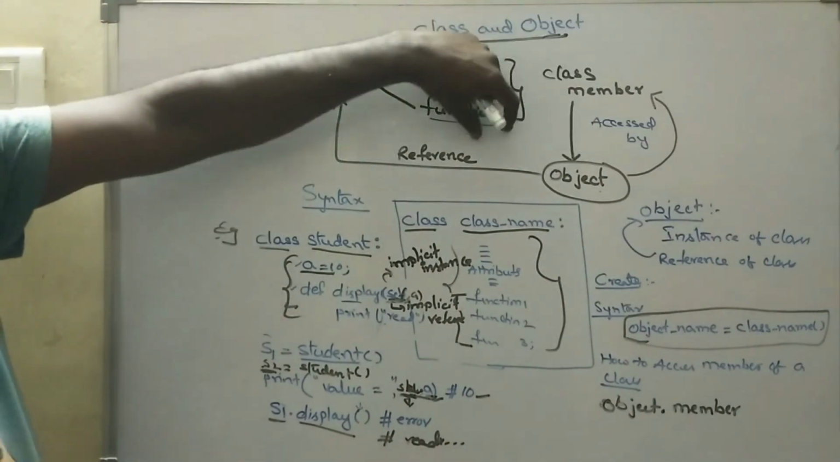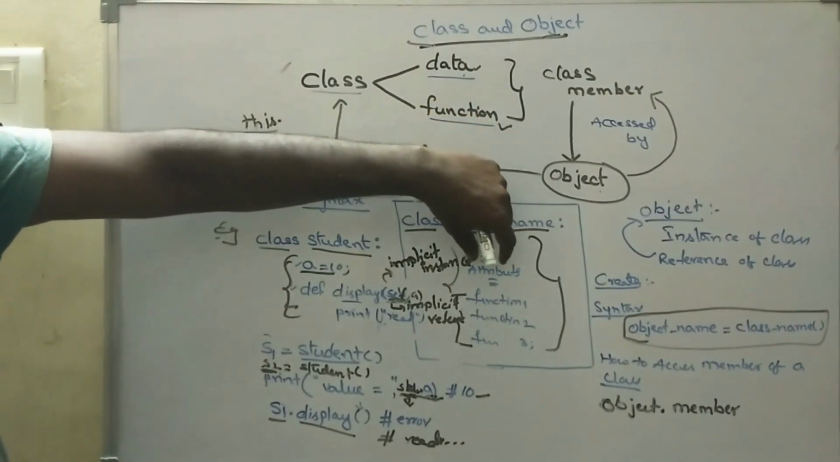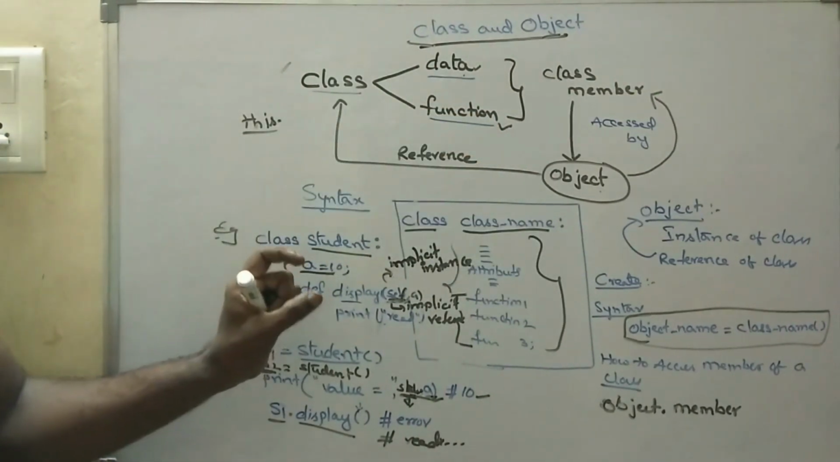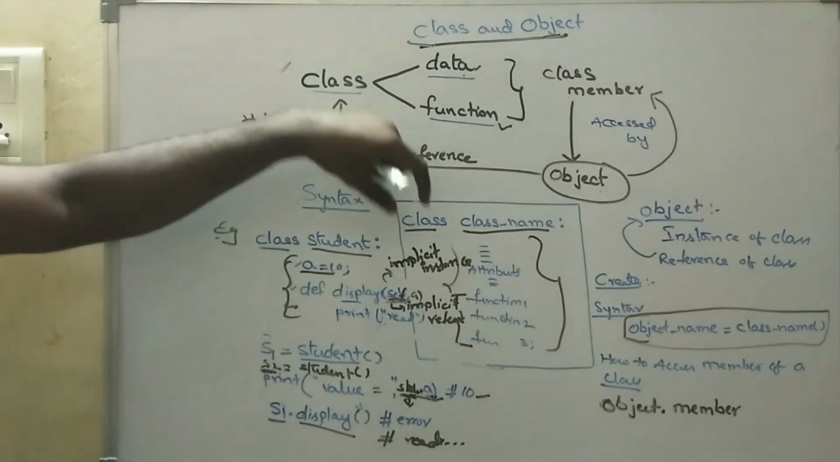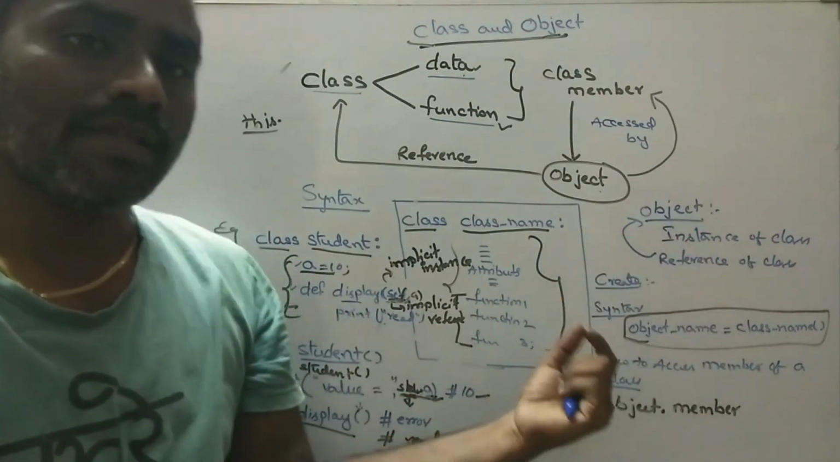Then how do we create the class? The class keyword, space, class name. Now this class can consist of a number of attributes and functions. Now how do we create the object? The object is nothing but an instance of a class, a reference of a class.